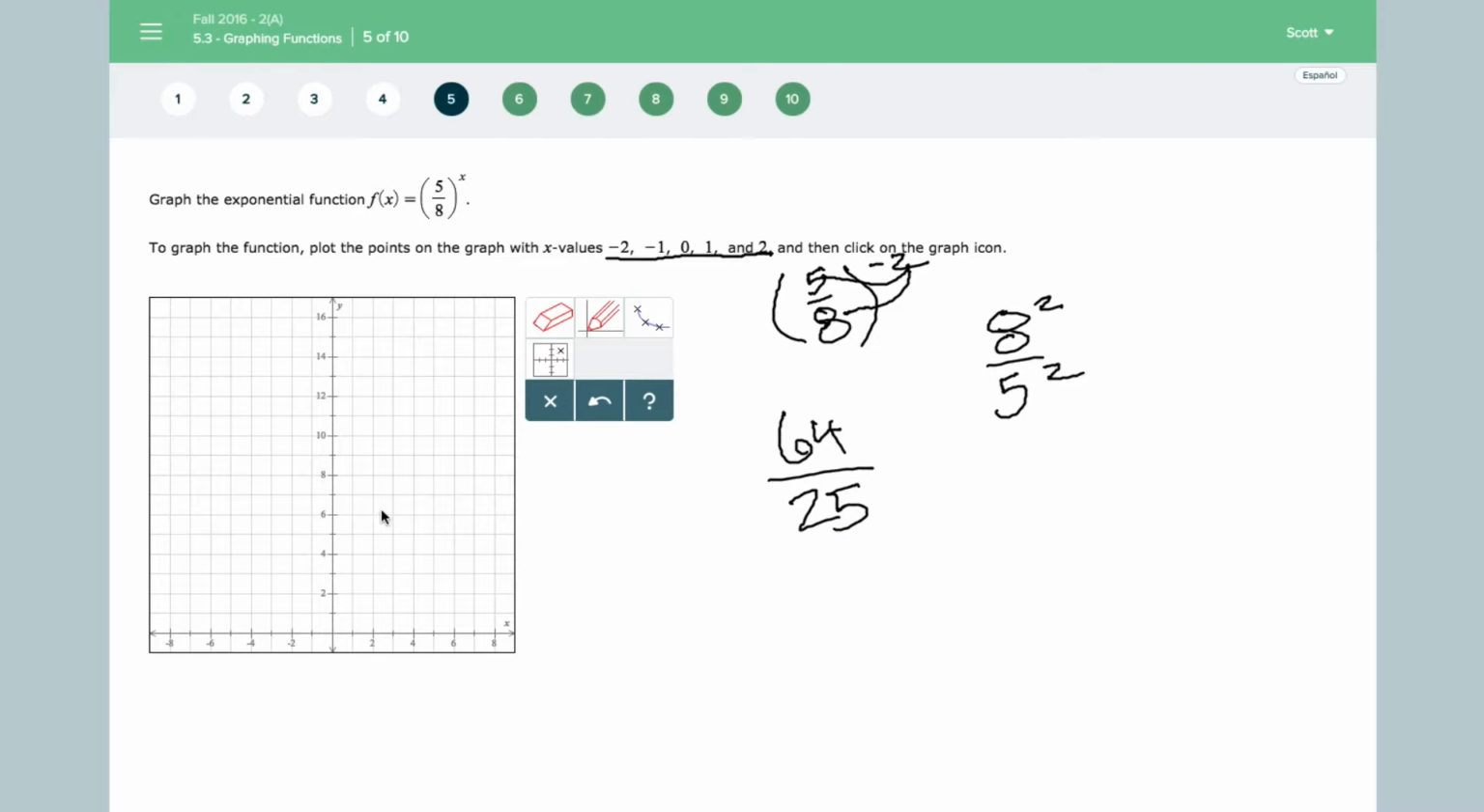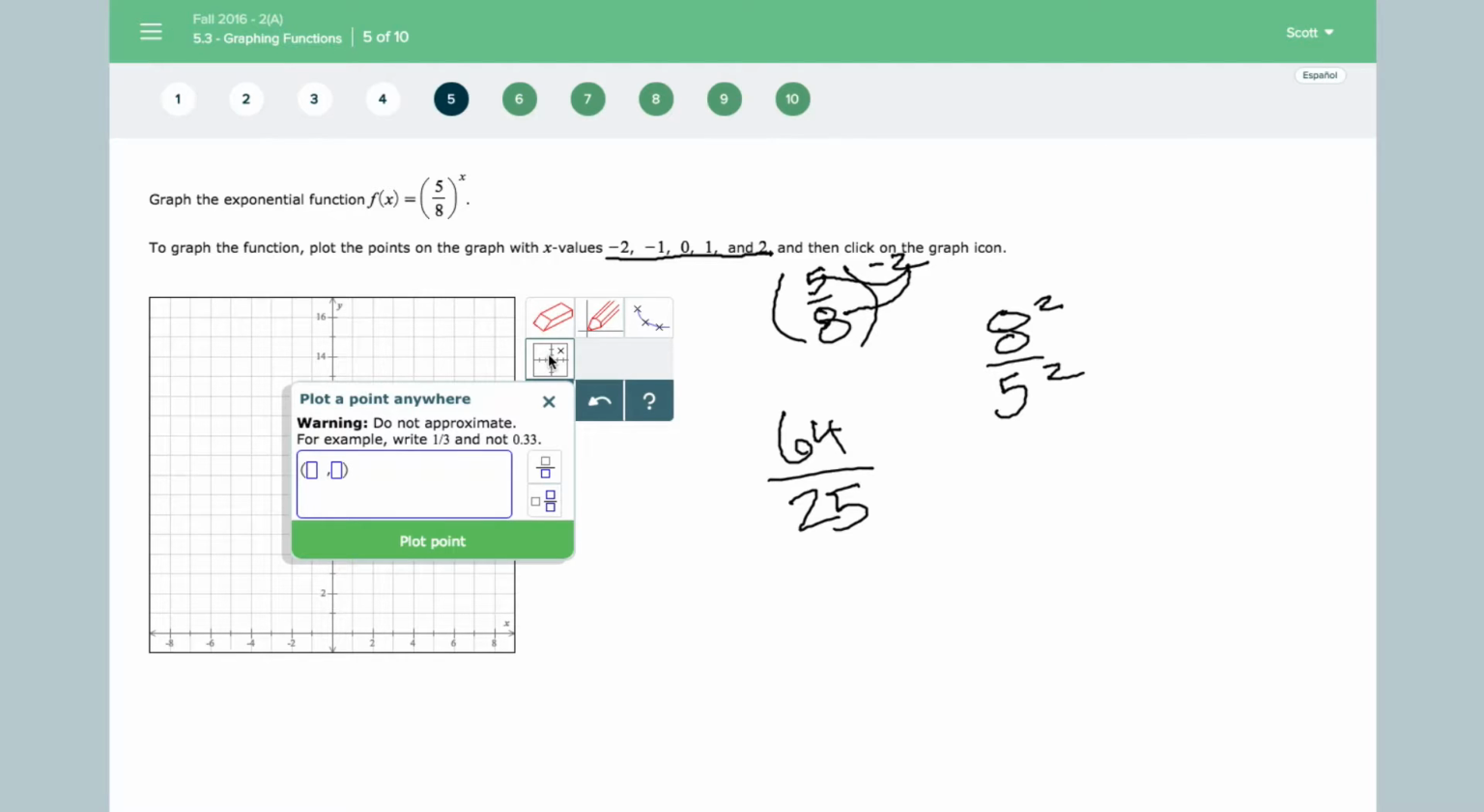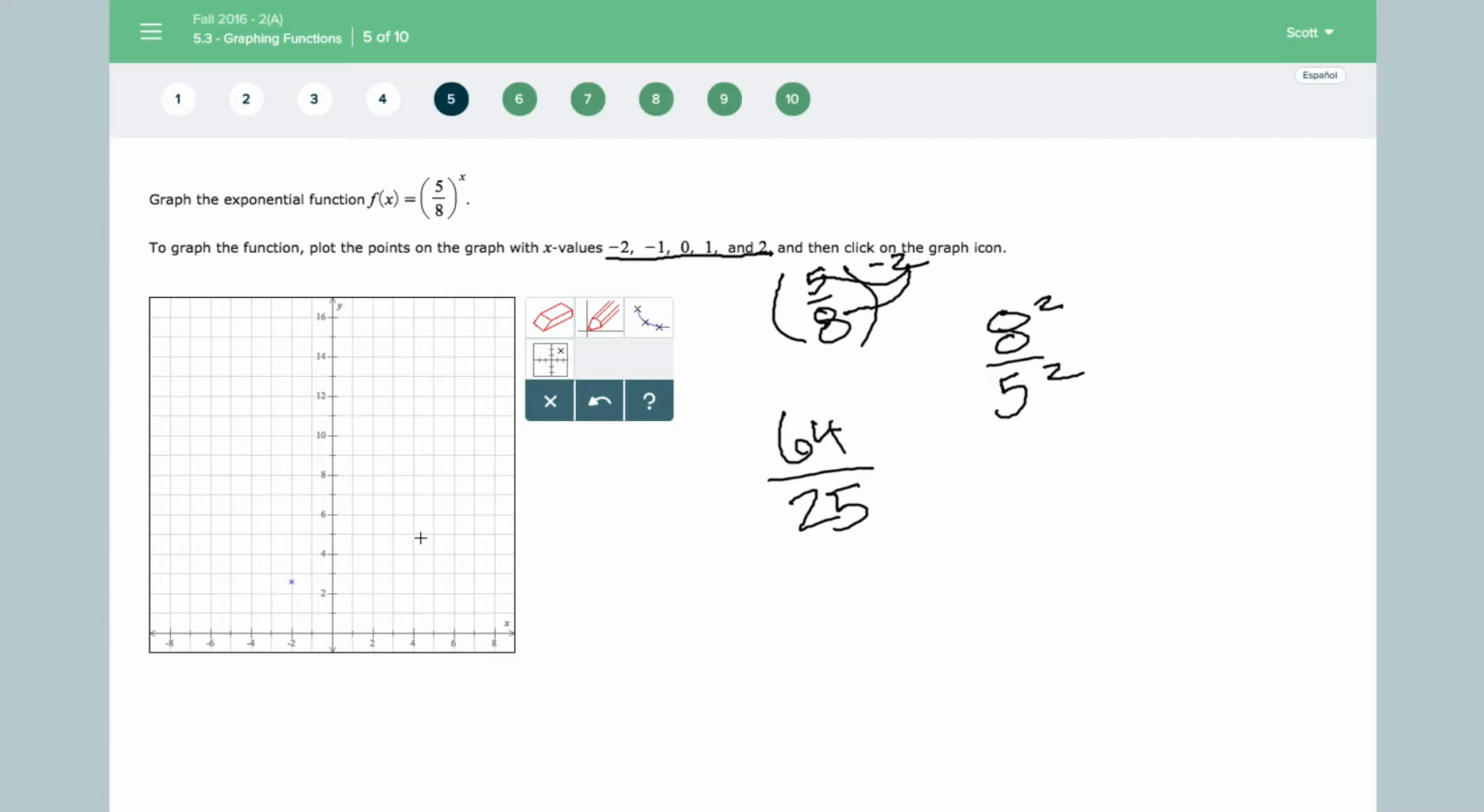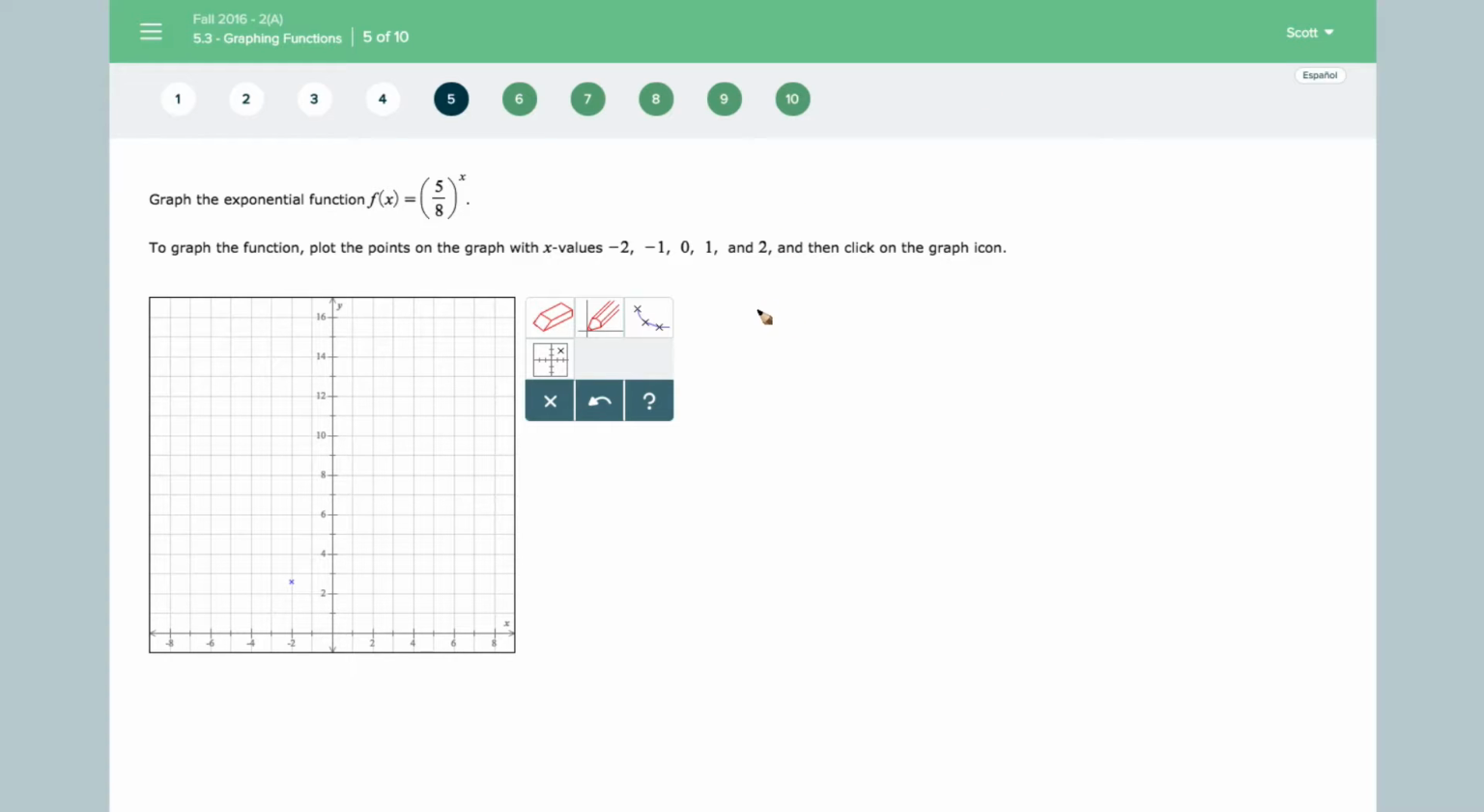The only thing we need to do is click this box right here with the x in it. And what did we plug in for x? We plugged in -2. And what was our y? Our y was 64 over 25. Plot point. See, we don't have to do any more than that.